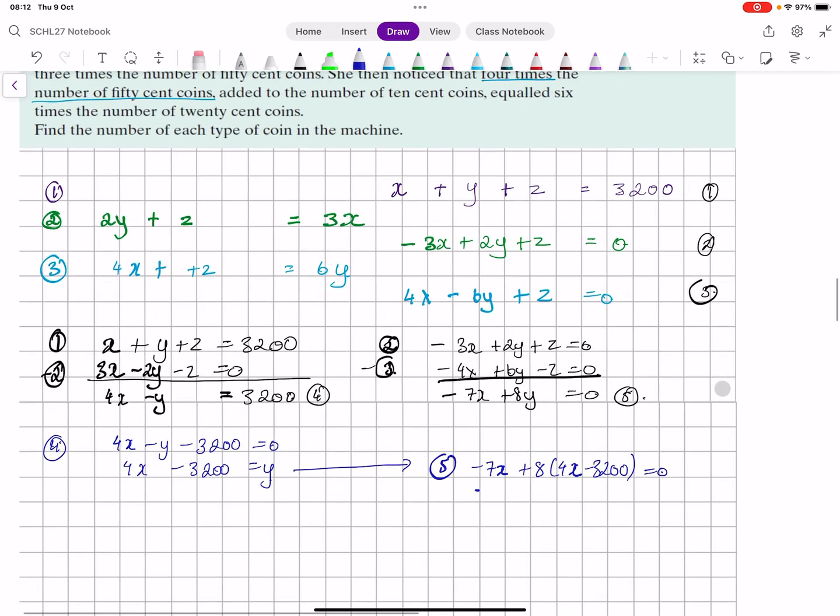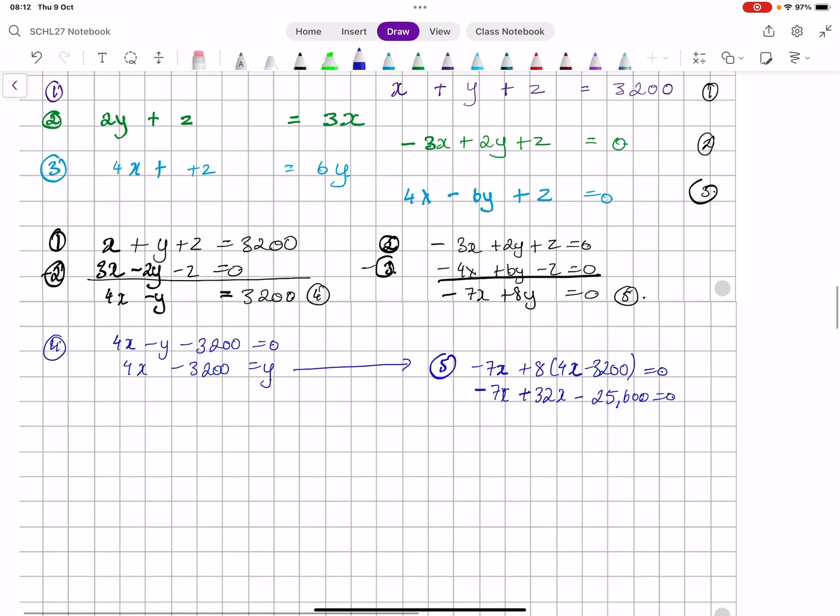I got minus 7X plus 32X minus 25,600 is equal to 0. So that gives me 25X minus 25,600 is equal to 0. So 25X is equal to 25,600, and X is equal to 25,600 divided by 25. So X is equal to 1,024.